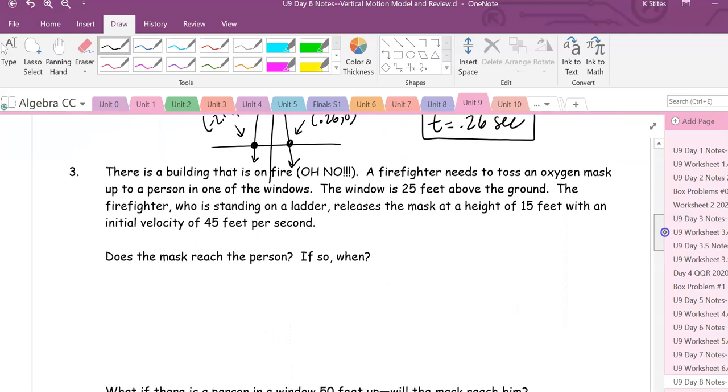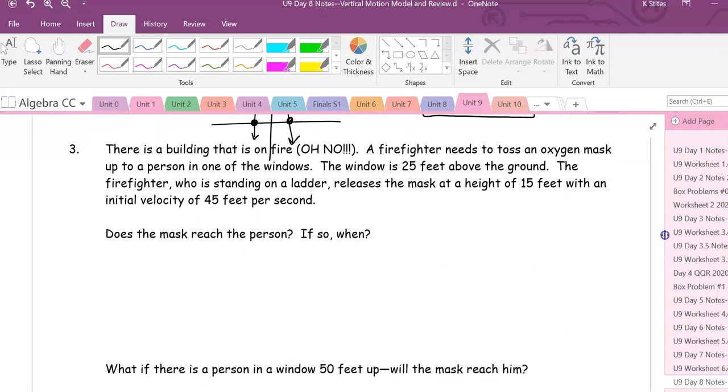All right, next, there is a building that is on fire. Oh no! A firefighter needs to toss an oxygen mask up to a person in one of the windows. The window is 25 feet above the ground. The firefighter who is standing on a ladder releases the mask at a height of 15 feet with an initial velocity of 45 feet per second. Does the mask reach the person?